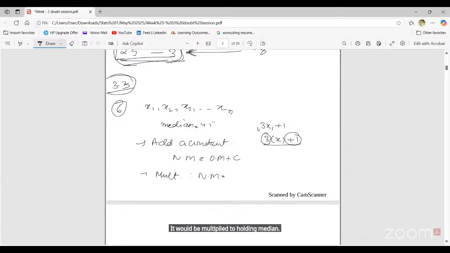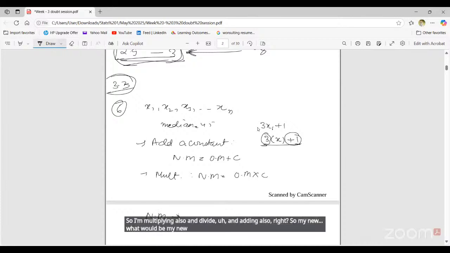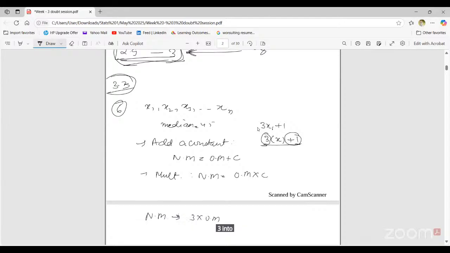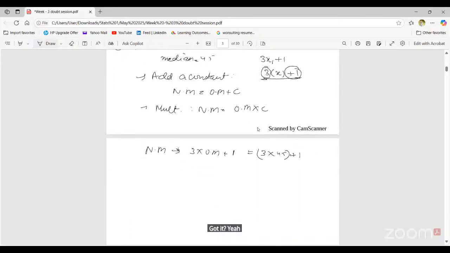So my new median would be the old median into the constant. I'm multiplying and also adding, right? So what would be my new median? It would be 3 into the old median plus 1. So 3 into 45 plus 1. Got it? Yes, ma'am. Just solve it like that.